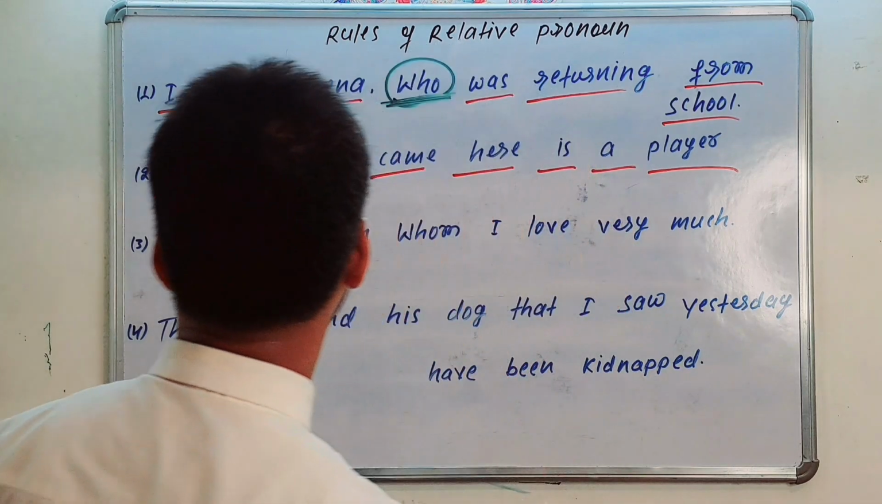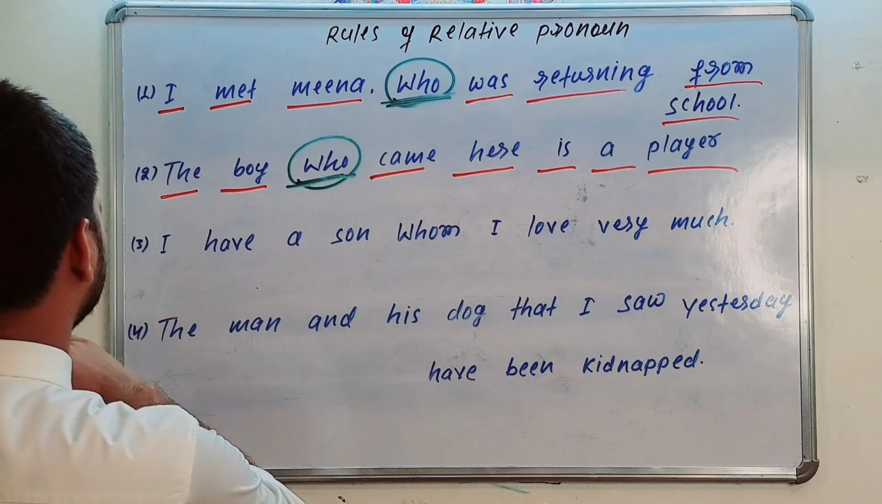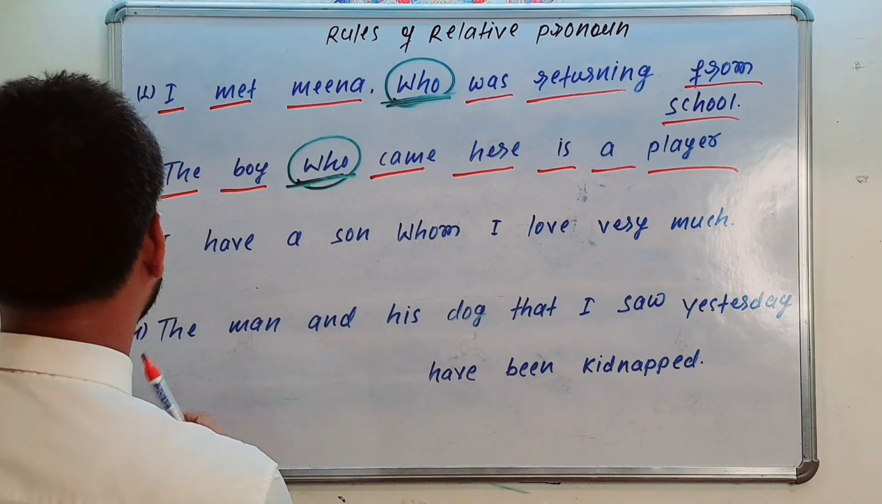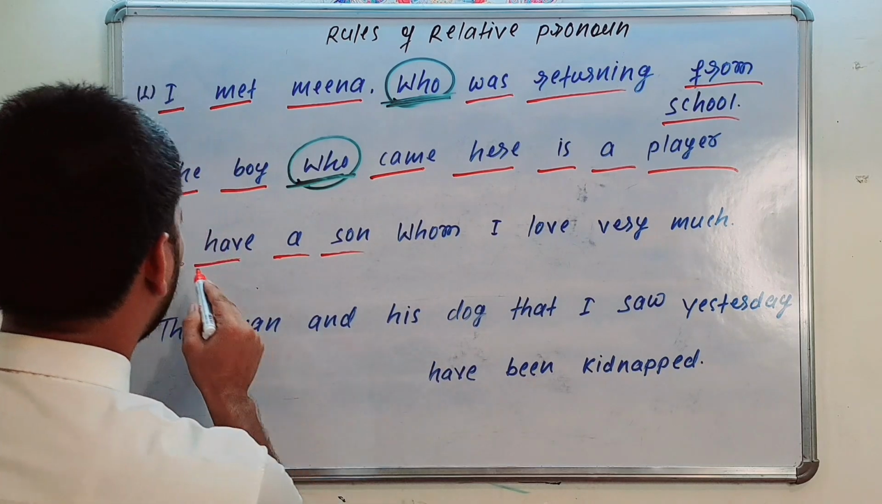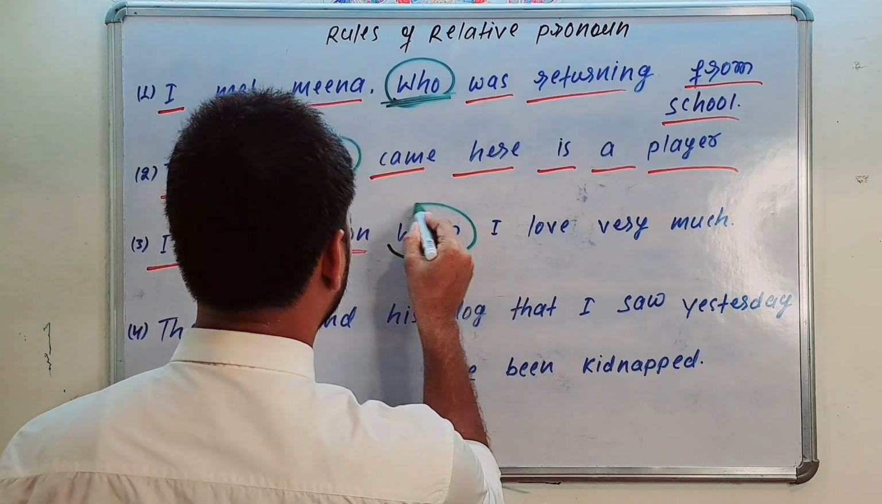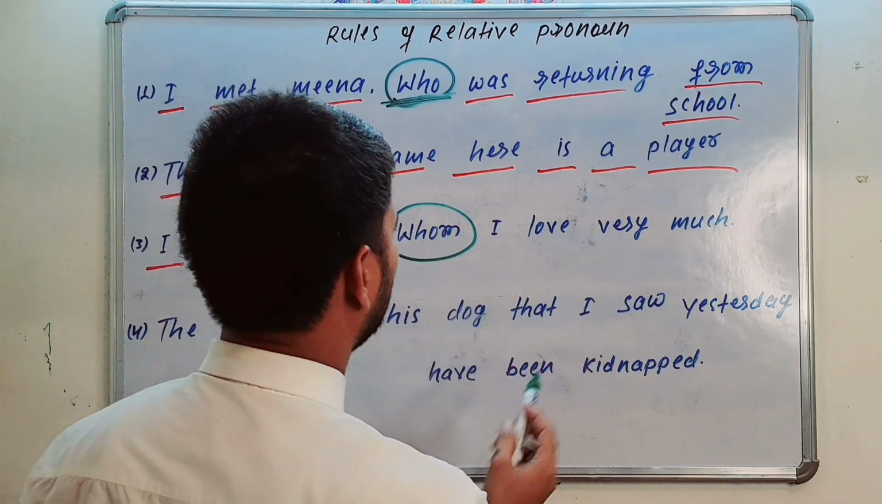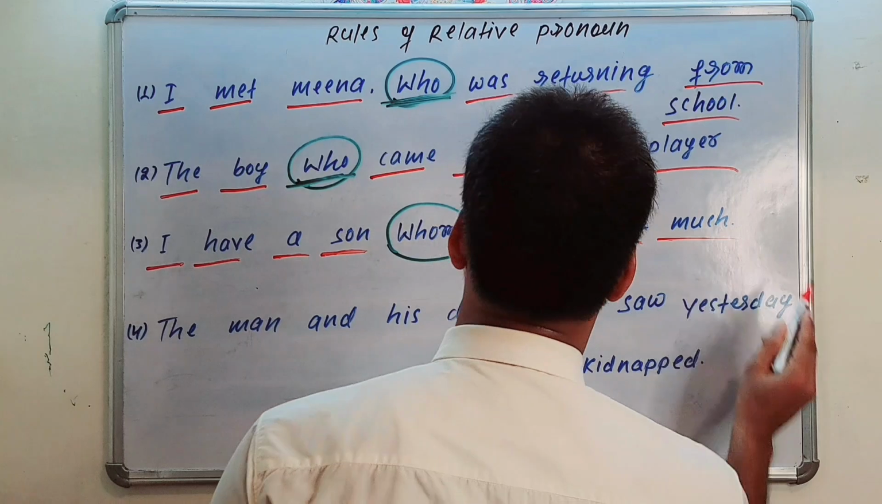And now let's move to the second rule, and understand the second rule from the third example. I have a son whom I love very much. You know well that whom I love very much.